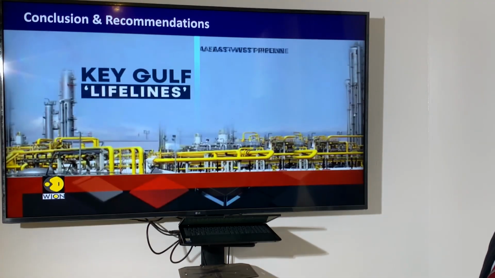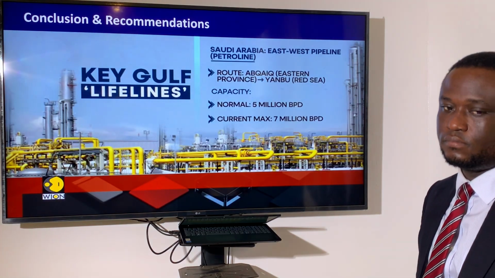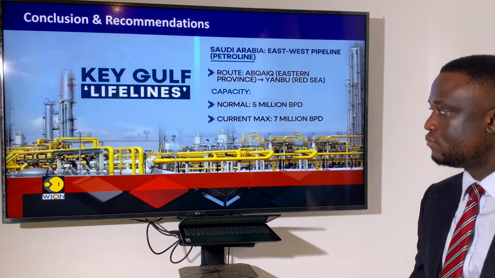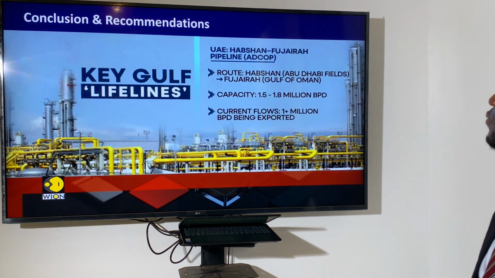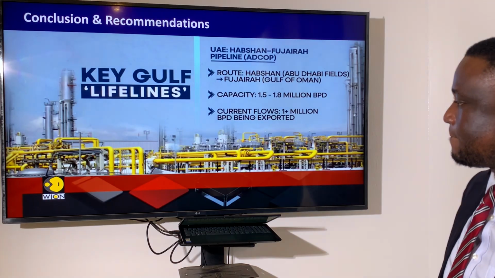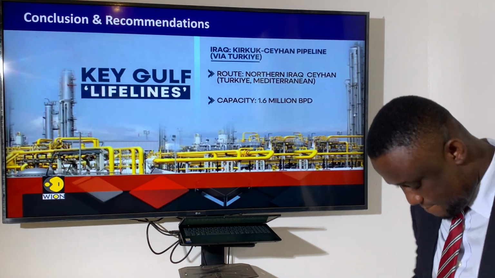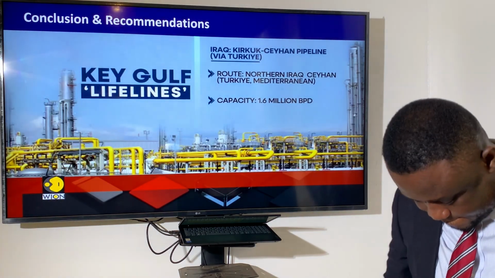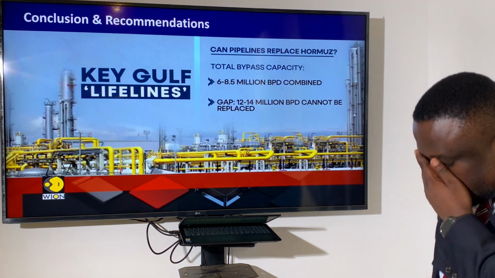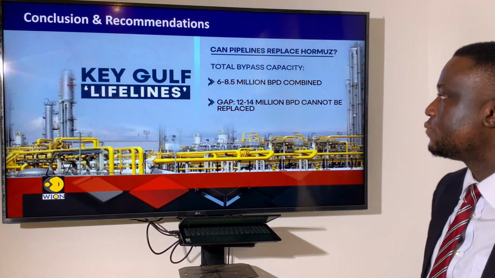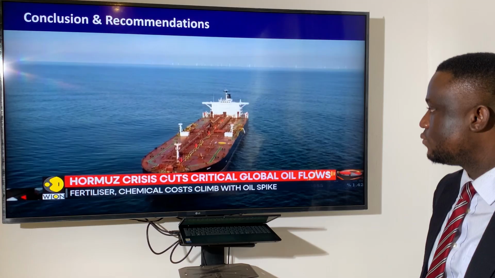These producers have now turned to alternative export lifelines. Saudi Arabia is ramping up flows through its East-West petroline, routing crude into the Red Sea. The UAE is pushing exports via the Fujairah pipeline, bypassing Hormuz entirely. And Iraq continues to rely on its northern route through Turkey to access Mediterranean markets. But these alternatives come with limits. Combined, these pipelines can move roughly 6 to 8.5 million barrels per day at best. That's significantly lower than the 20 million barrels per day that typically flows through the Strait of Hormuz.